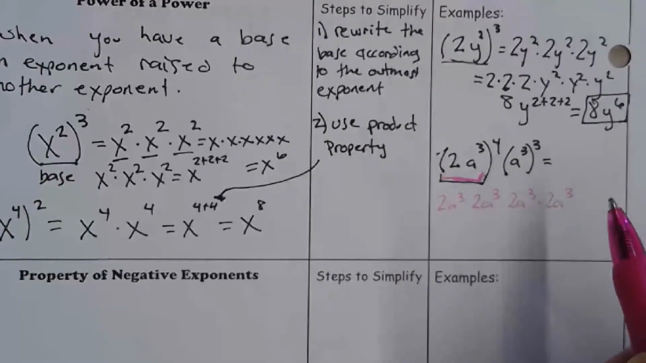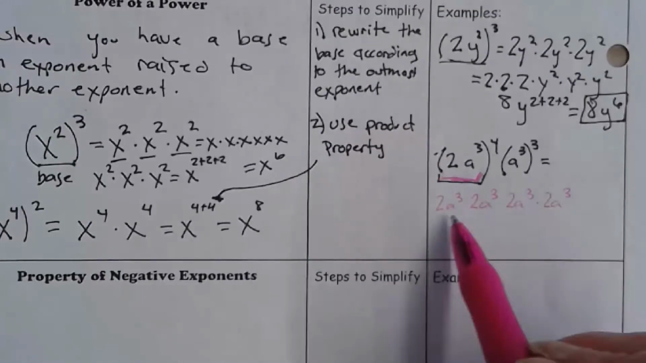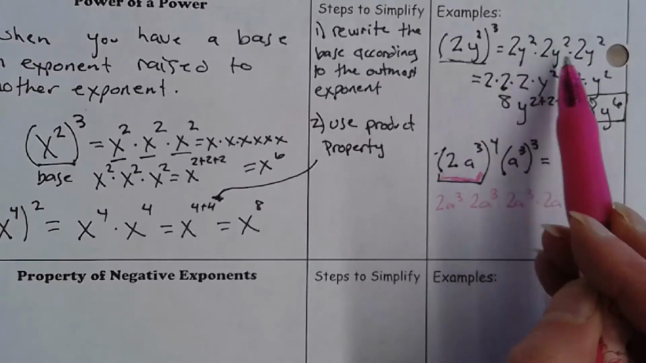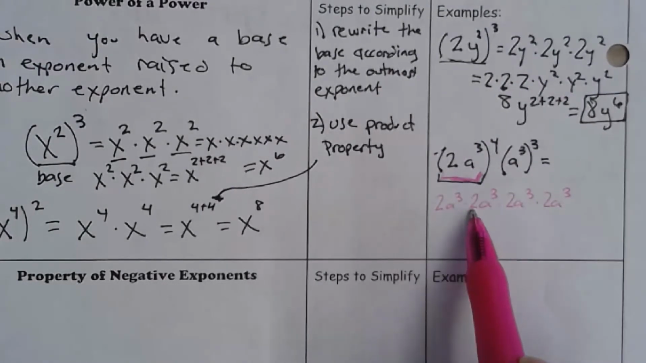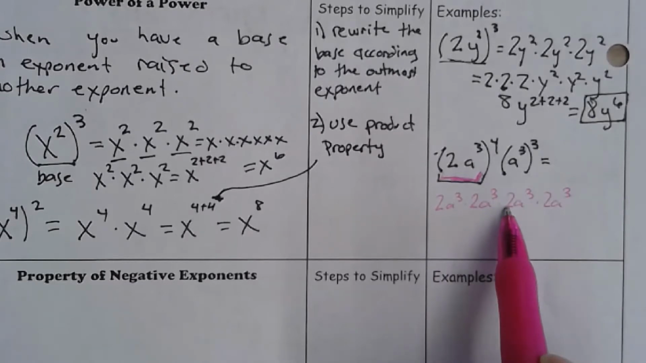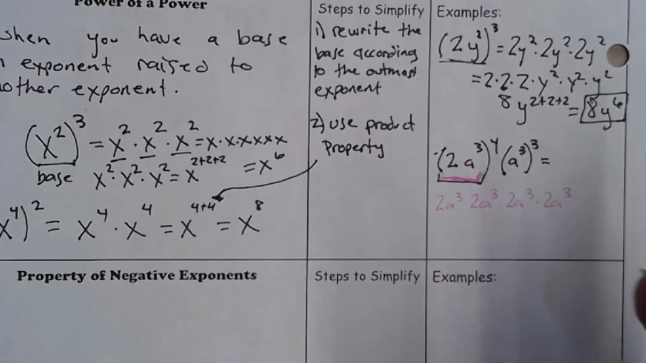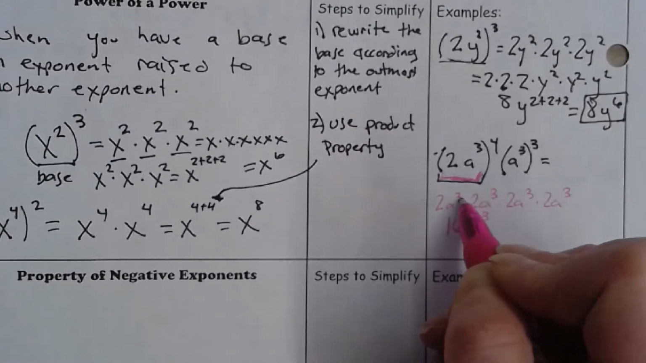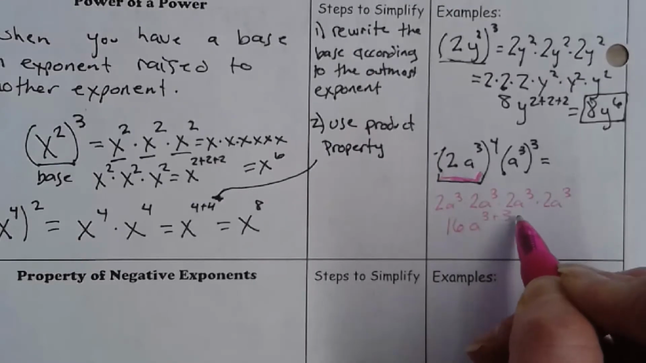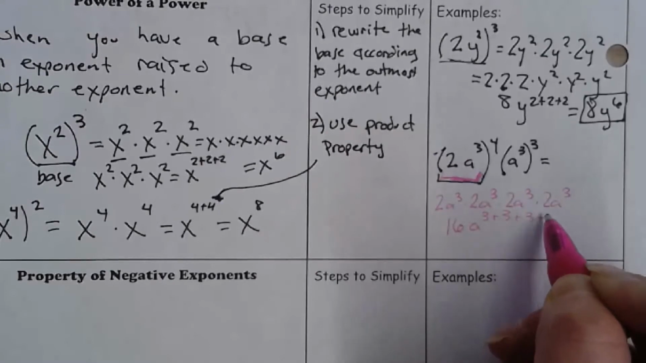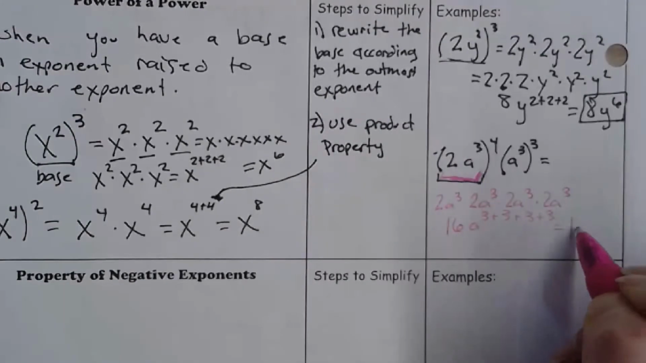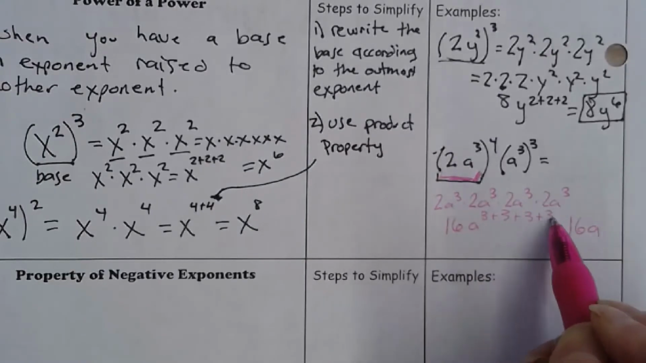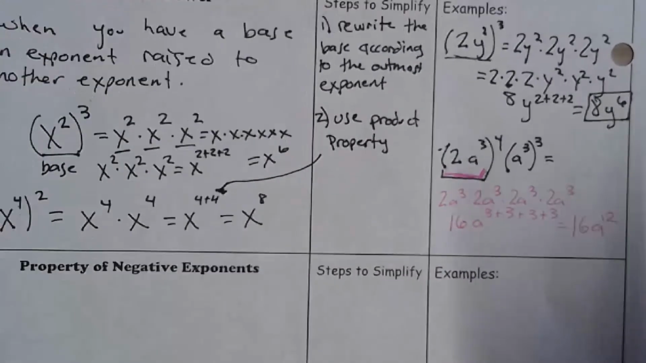You could go ahead and rewrite it, putting your 2's and your a's together. But we know that when we did this, it's the same thing as 2 times 2 times 2. So let's do 2 times 2 is 4, times 2 is 8, times 2 is 16. Then we have a cubed, so 3 plus 3 plus 3 plus 3. So that's 16a to the 3, 6, 9, 12. Okay, that's the first part.